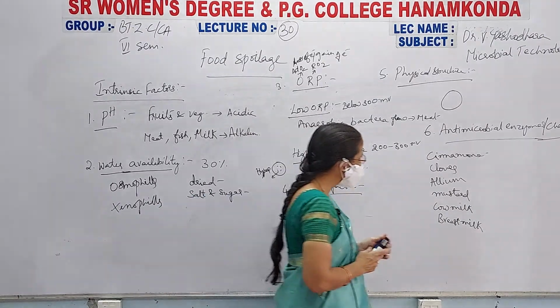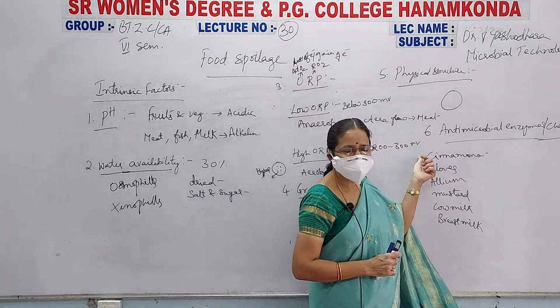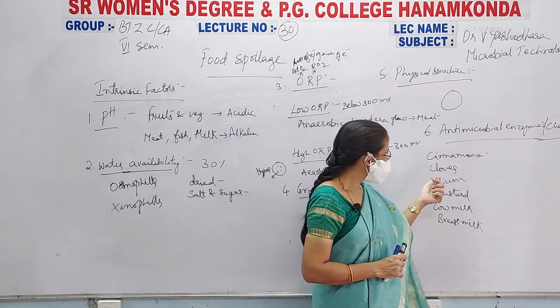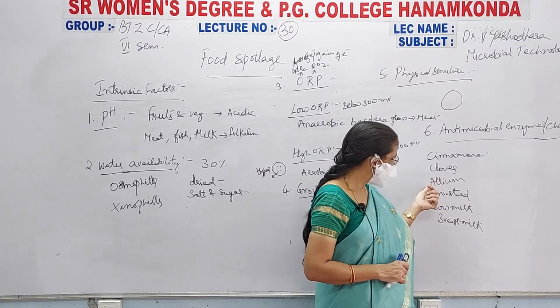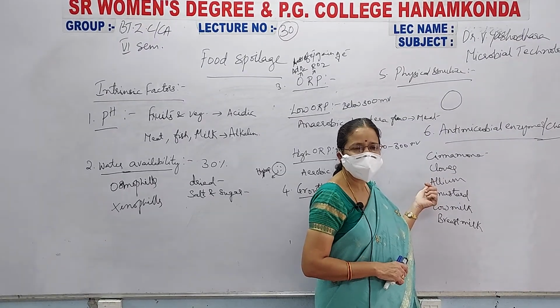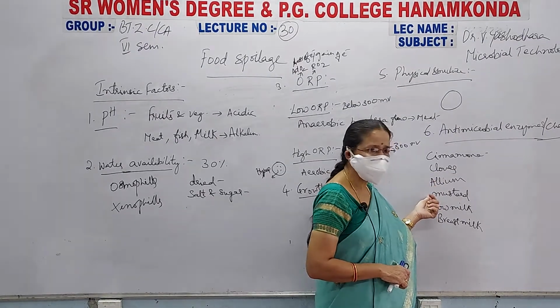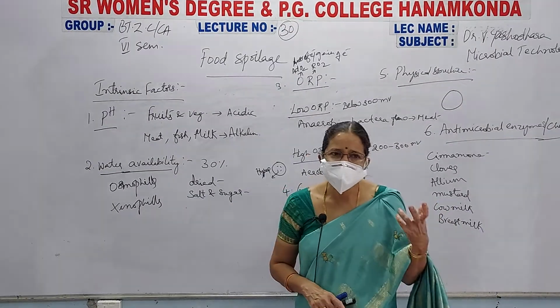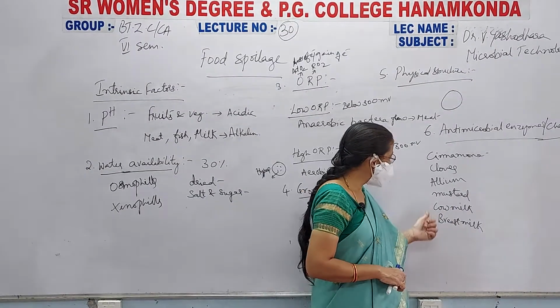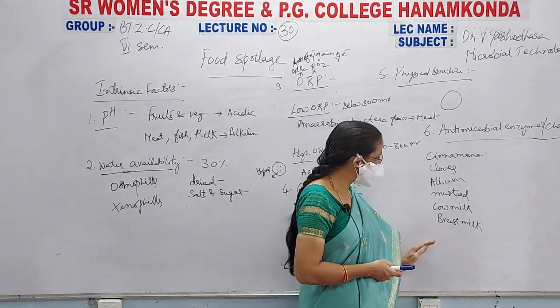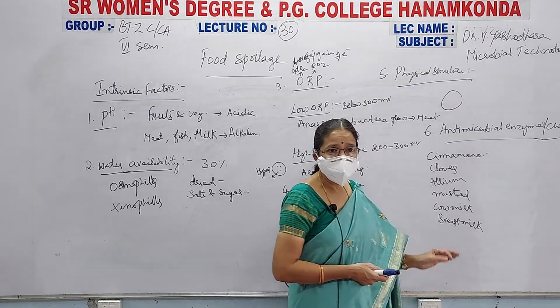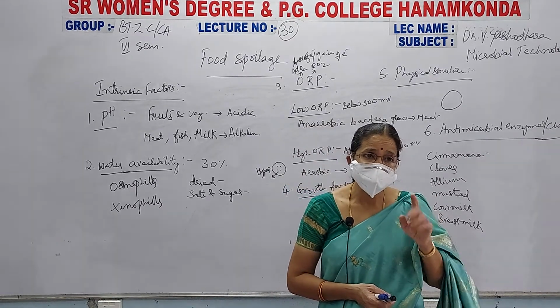How? See here, cinnamon consists of cinnamaldehyde. Next, cloves consist of eugenol. Coming to the allium, allicin is present. Mustard consists of mustard oil. Next, in cow milk and breast milk, it consists of lysozymes. Because of the presence of these antimicrobial substances, they will destroy the peptidoglycan layer of bacteria.